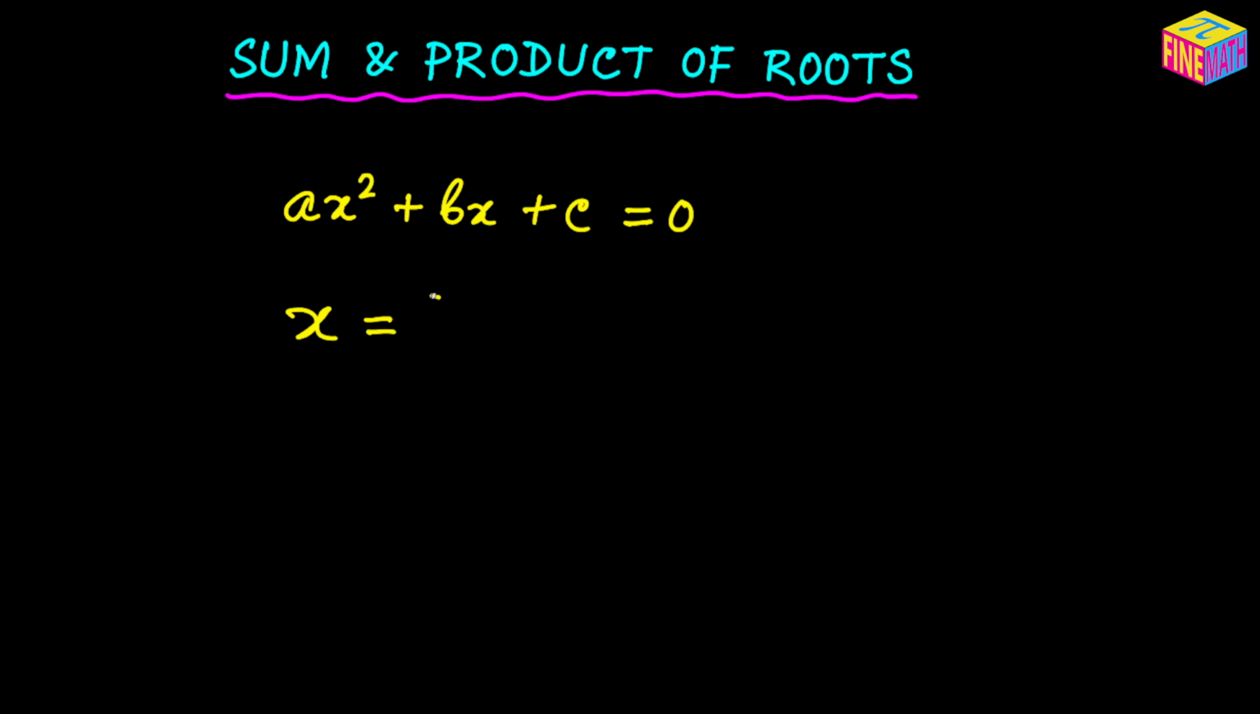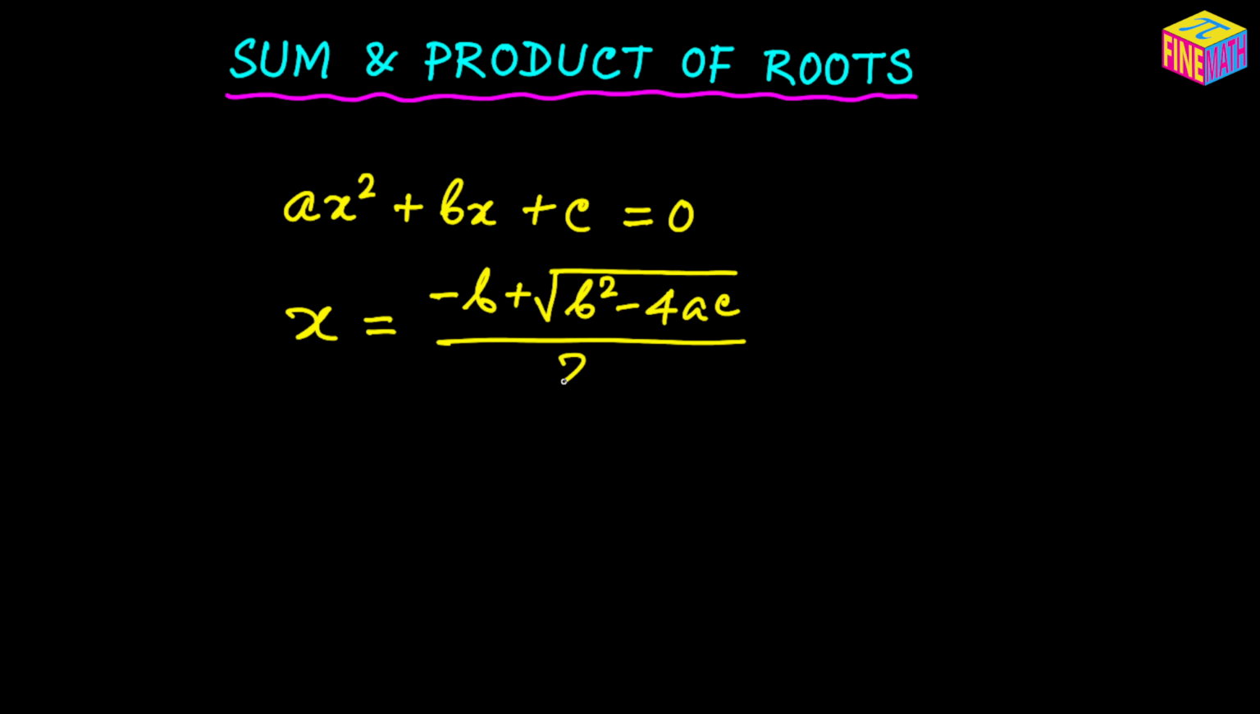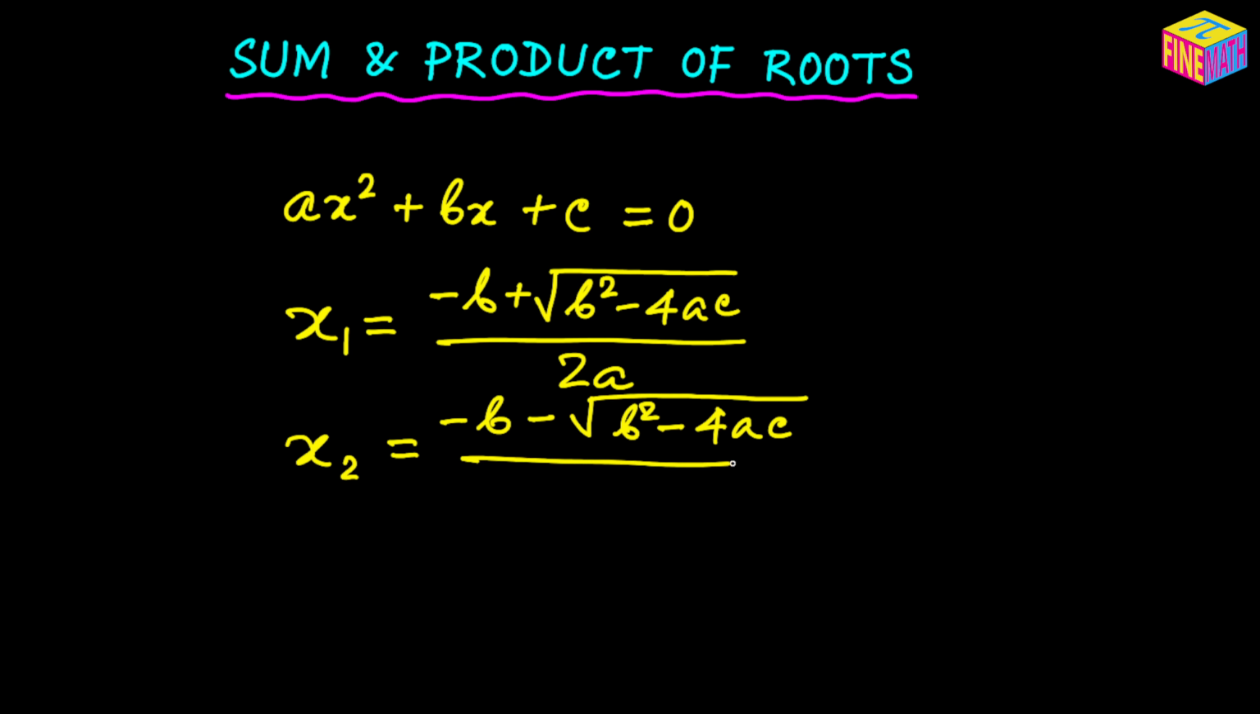x equals negative b plus root over b squared minus 4ac, divided by 2a, that is one of the roots. Let's say x sub 1, and the other root is x sub 2, which is equal to again negative b minus square root of b squared minus 4ac, whole divided by 2a.